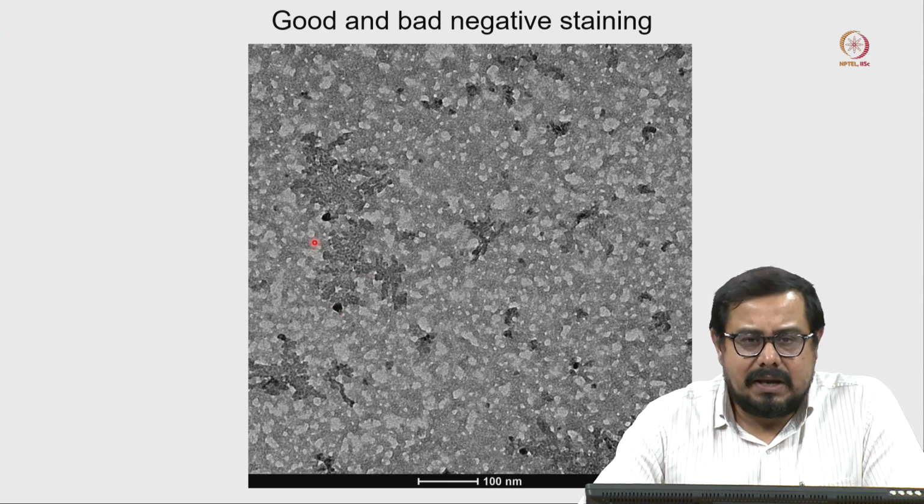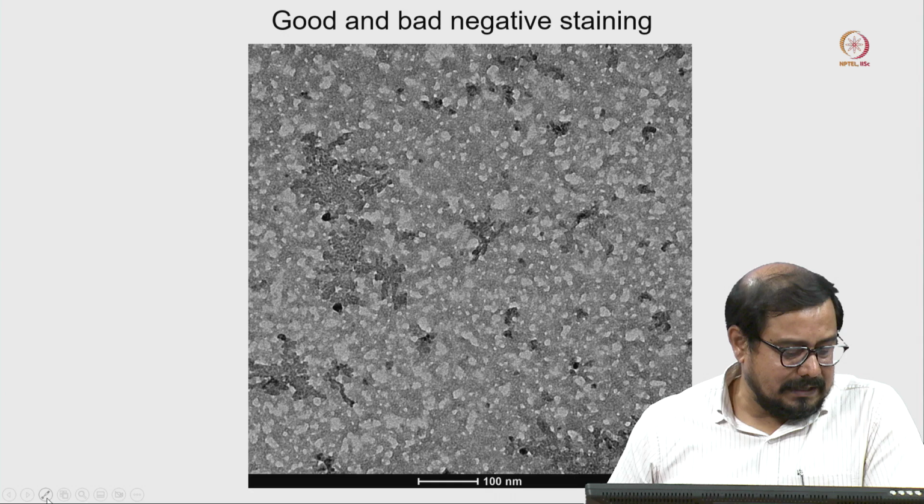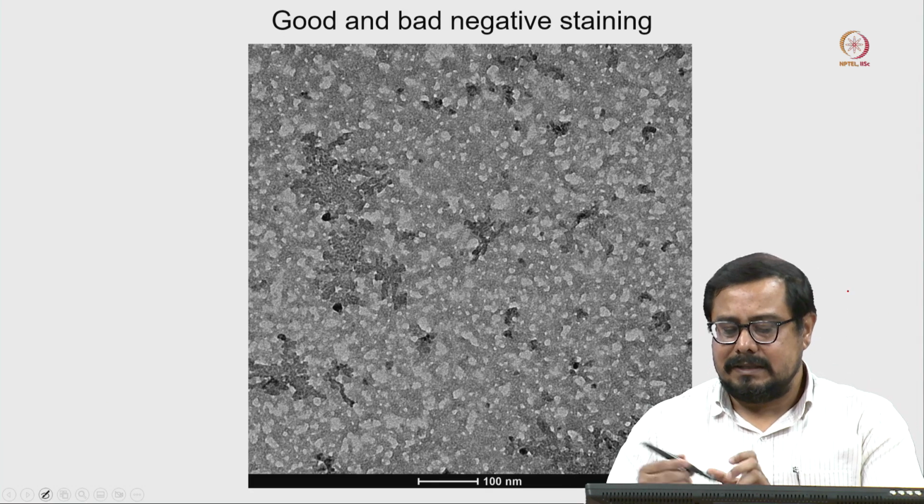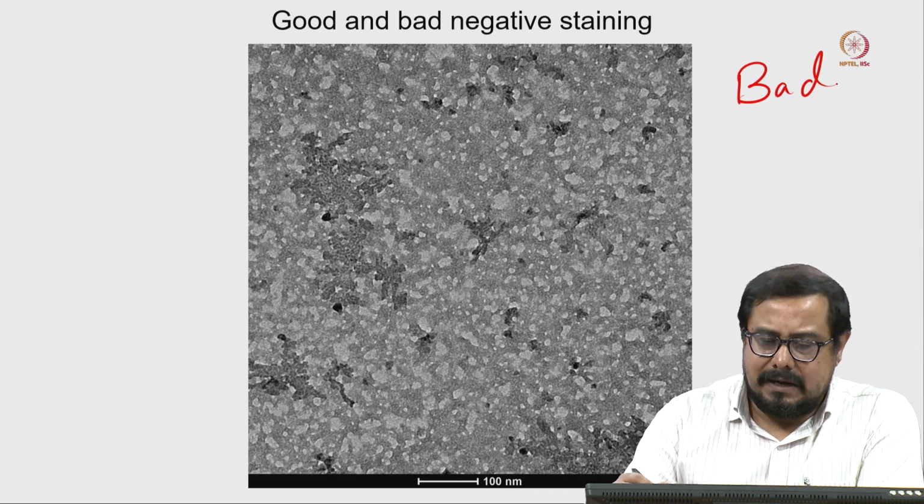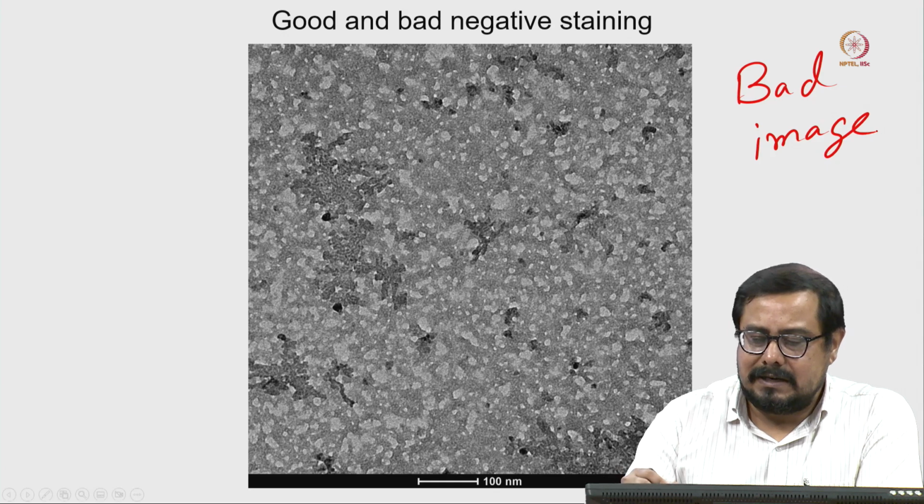But you can see that it is not very clear from the image what I am trying to see. So initially I will discuss some bad images. If I consider whether this is a good image or bad image, first I want to mention this is definitely a bad image. Okay, so don't consider it a good image.